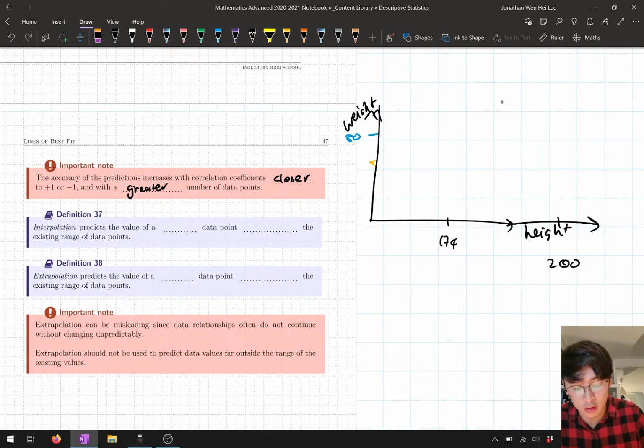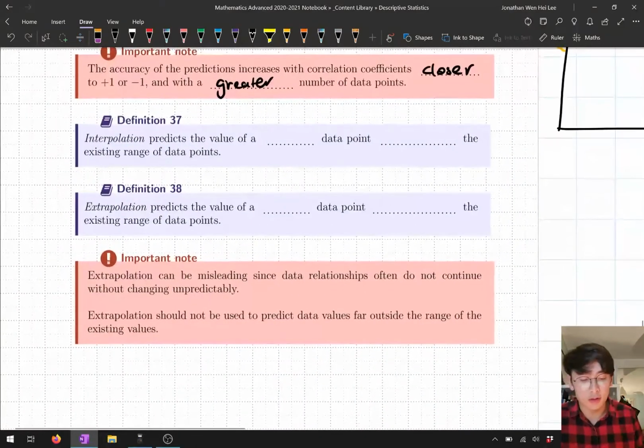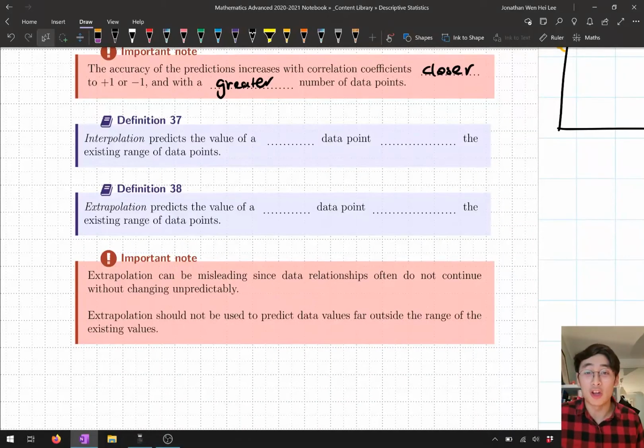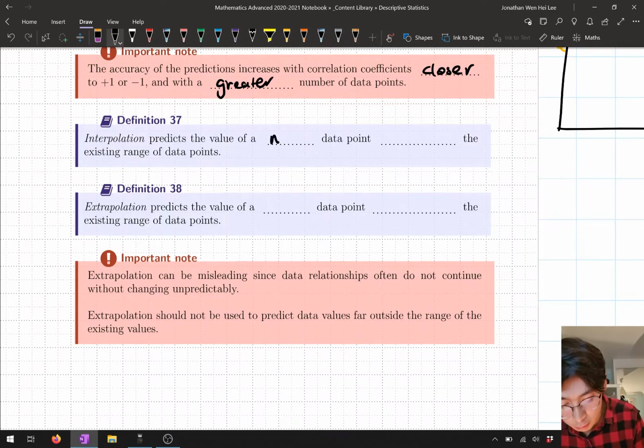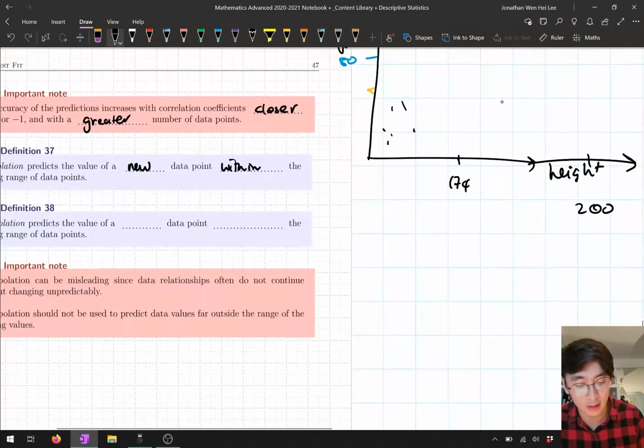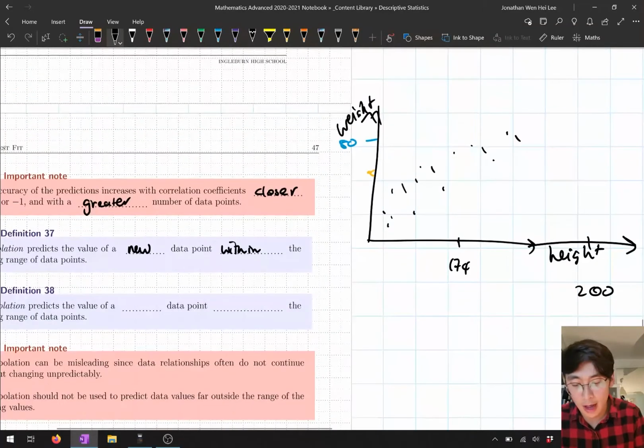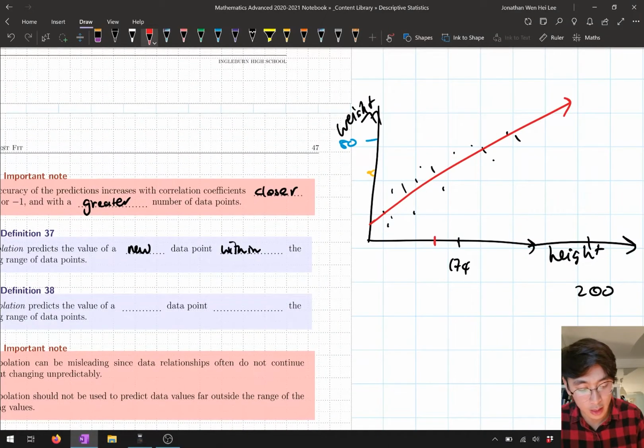Now there's 2 kinds of operations that you can do with reading off a graph. The first one is interpolation. Interpolation predicts the value of a new data point within the existing range. So back a couple of examples ago, when I did that height and weight example, if I have a data point that is over here, notice it's within my data set. My data set goes from this point to this point. So here, interpolation is if I want to make a prediction inside my data set.